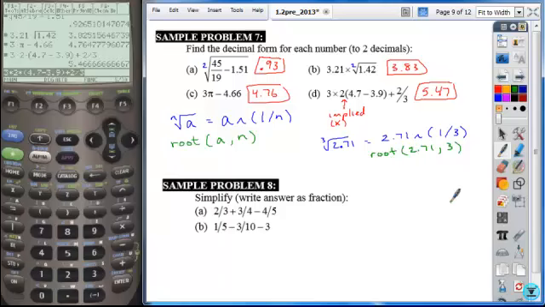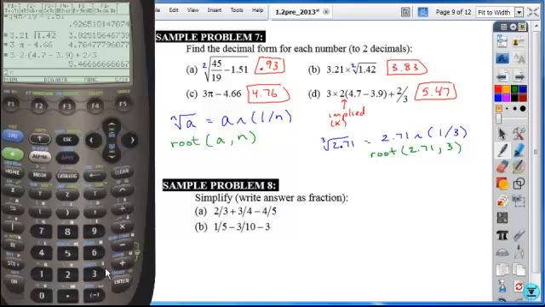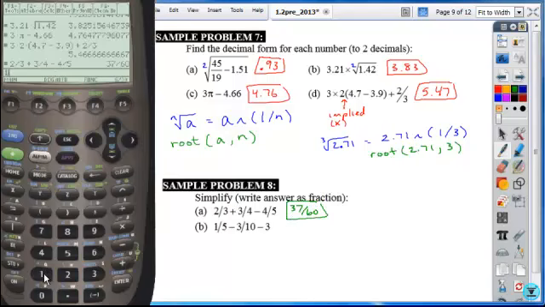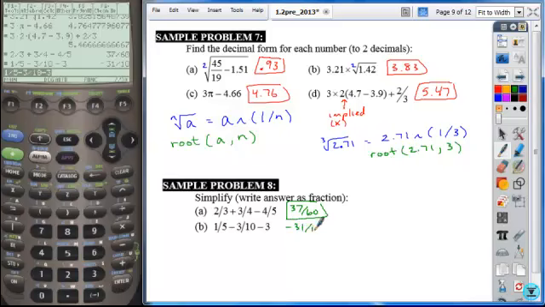The one last thing that I want to talk through is you can use your calculators to simplify here. So again, just really quickly, if you entered 2/3 plus 3/4 minus 4/5, just enter it exactly as it appears, you can find your solution, 37/60. Same with the next case, 1/5 minus 3/10 minus 3, and you get your rational form, -31/10. Okay, so you can use your calculators here.